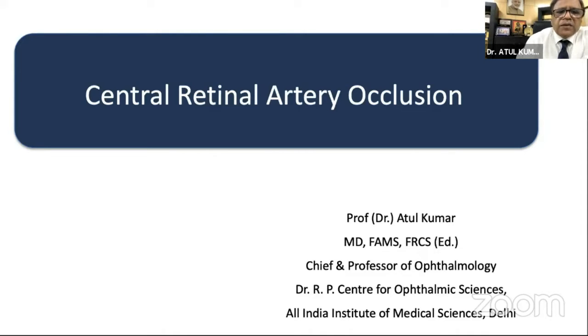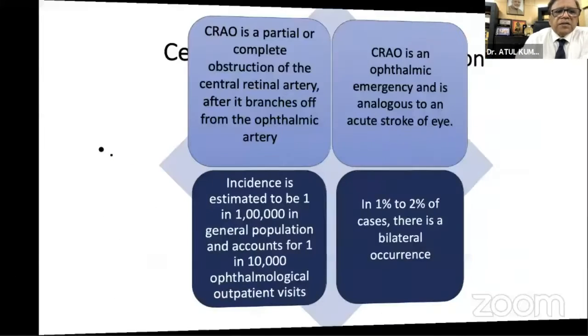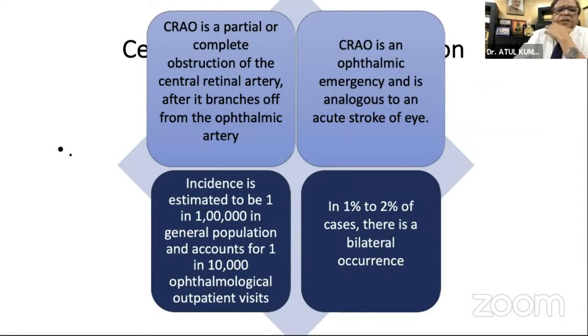So central retinal artery occlusion is a well-known, age-old disease. It can be a partial or complete obstruction of the central retinal artery, after it branches off from the ophthalmic artery. Ophthalmic artery is a branch of the fifth nerve.